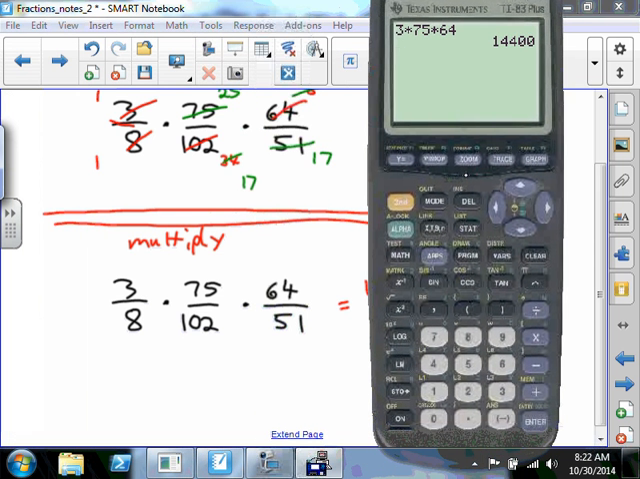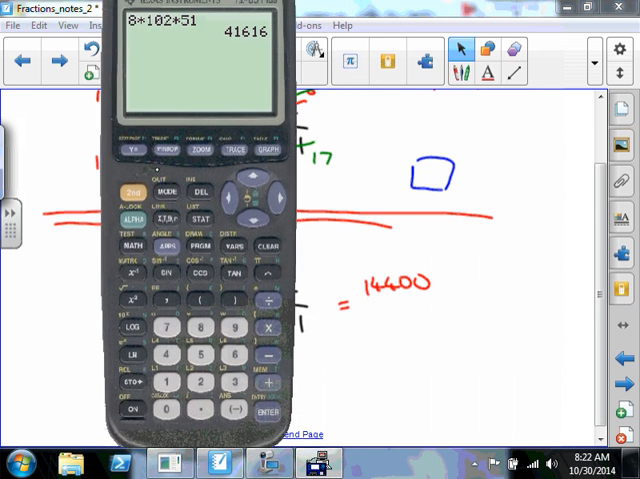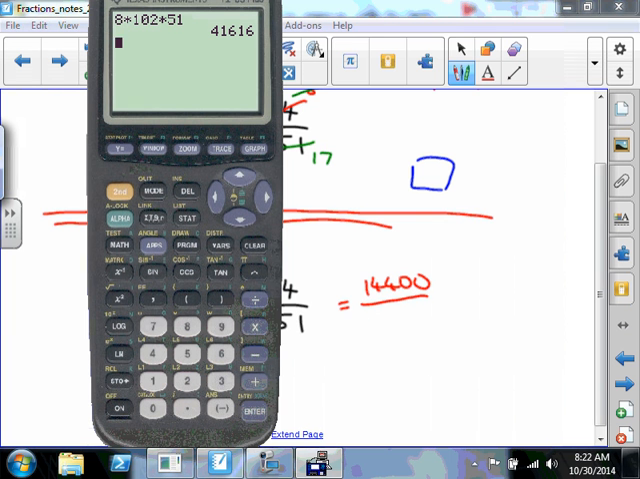well, you will have something like this on the test, yes. Where you have to multiply that much, you're right. 8 times 102 times 51. But you might not have to multiply that much. I missed a 51. Let's try that again. 8 times 102 times 51. Whoa! 41,616. Oh my goodness.